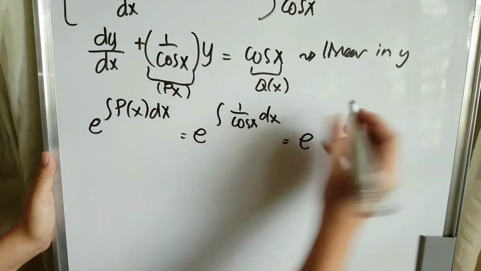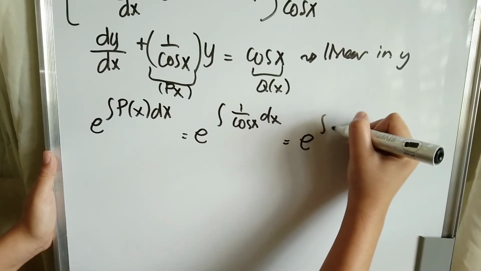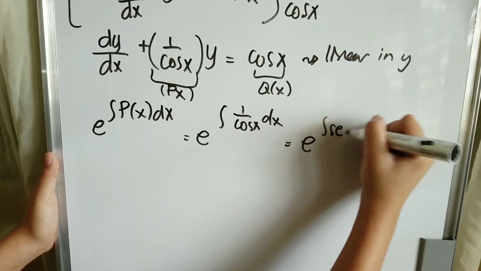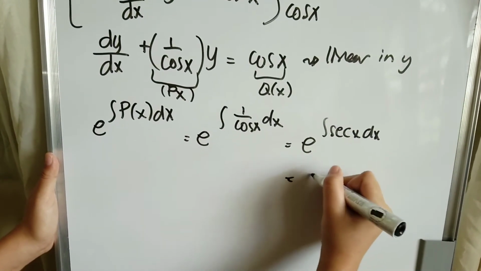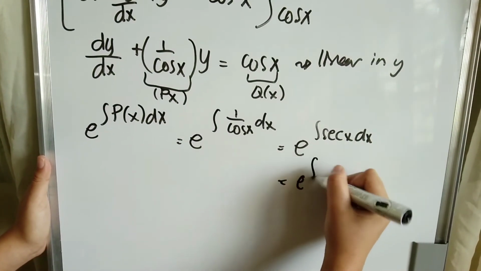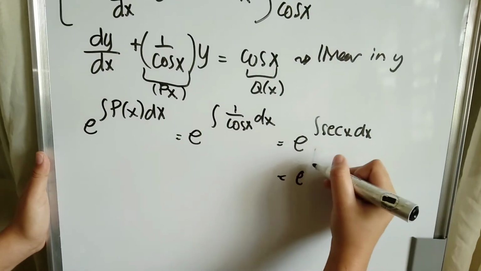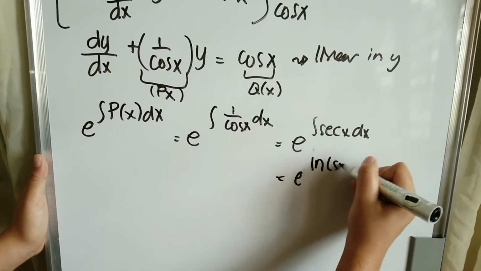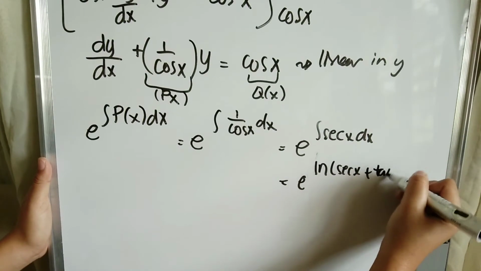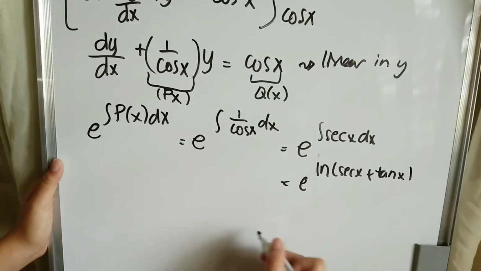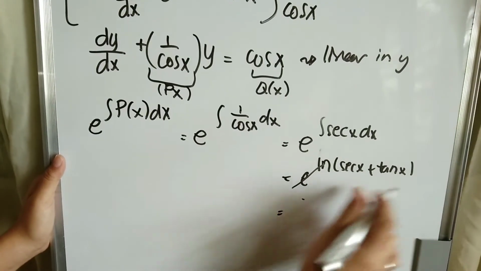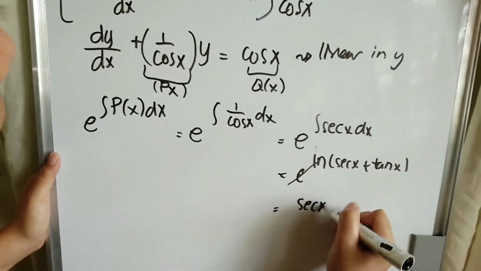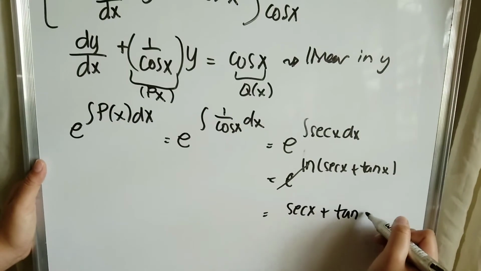so 1 over cos x can be rewritten into sec x dx. So our integrating factor is equal to e raised to the integral of sec x, which is ln of sec x plus tan x. So we can eliminate this, and the remaining value is sec x plus tan x.